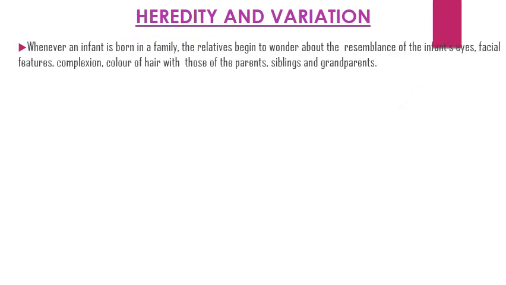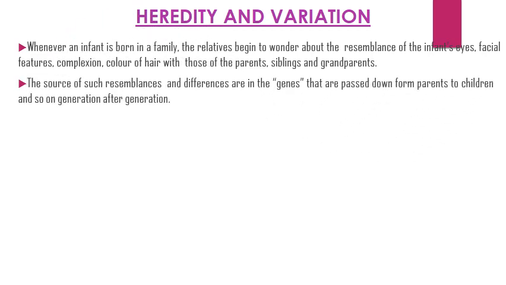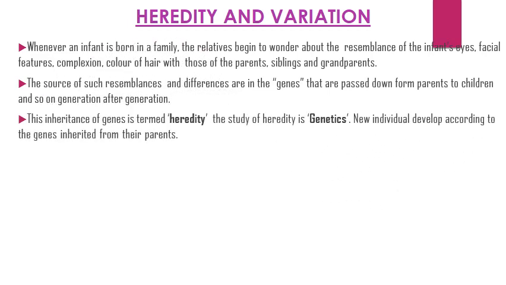Whenever an infant is born in a family, the relatives begin to wonder about the resemblance of the infant's eyes, facial features, complexion, and color of hair with those of the parents, siblings and grandparents. The source of such resemblances and differences is in the genes that are passed down from parents to children and so on generation after generation. This inheritance of genes is called heredity and the study of heredity is called genetics.